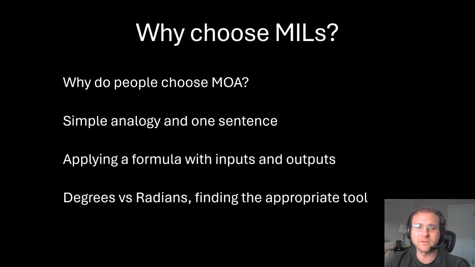First, we're going to talk about why people choose MOA. If you're asking this question, you've probably already chosen minutes of angle, so I'm just going to meet you where you are and build off of that. Then we're going to move on to a simple analogy and one sentence that sums up the explanation. And then we're going to talk about applying a mathematical formula with inputs and outputs. And we'll move on to degrees and radians and which one is the appropriate tool for different tasks.